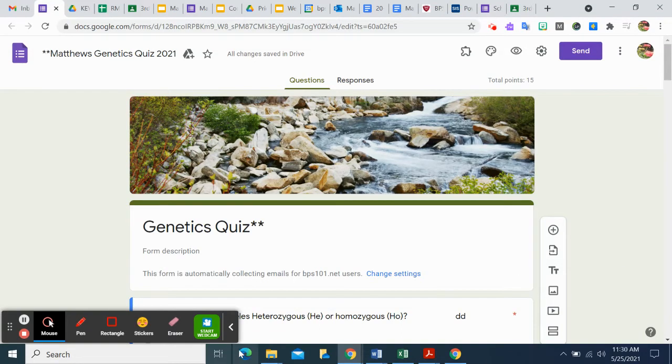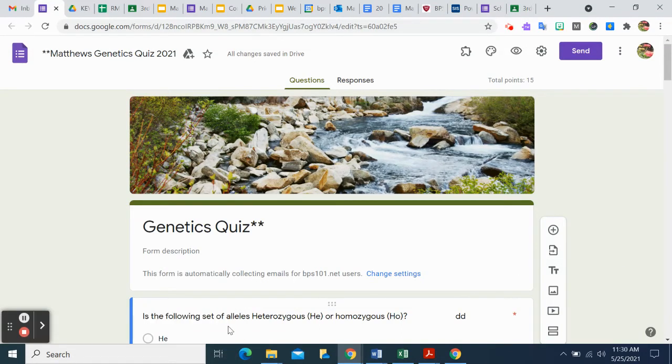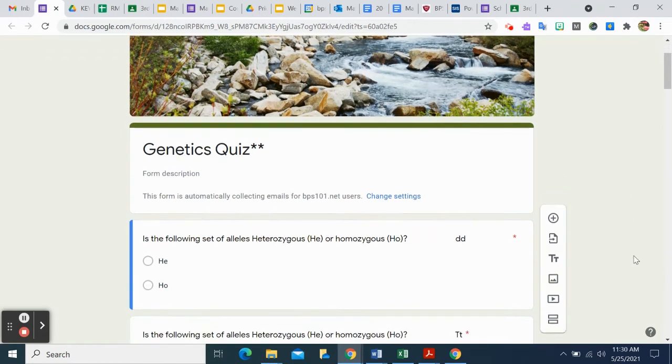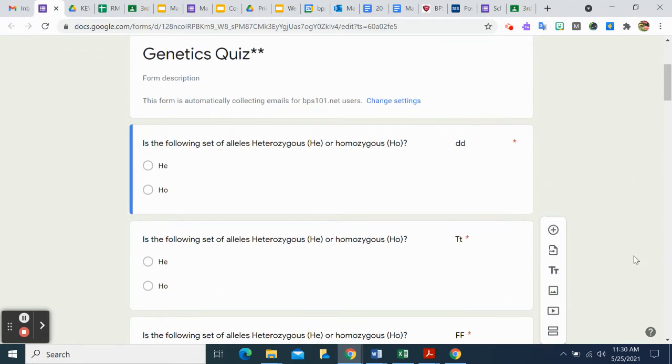All right, so here is a genetics quiz for you. We're starting out with, it says, is the following set of alleles heterozygous, HE, or homozygous, HO? These are the alleles that you're looking at, the two lowercase d's. And then you're going to make a selection. Is it heterozygous or homozygous right here?